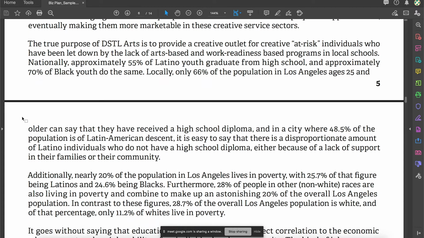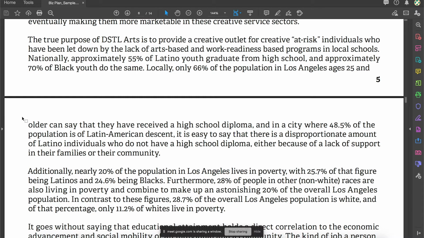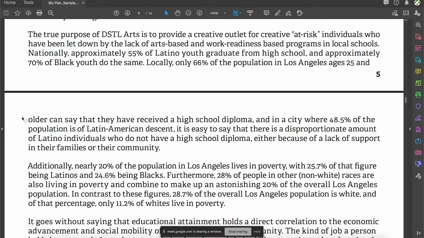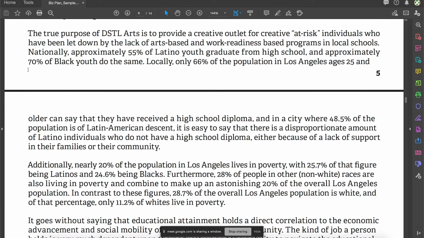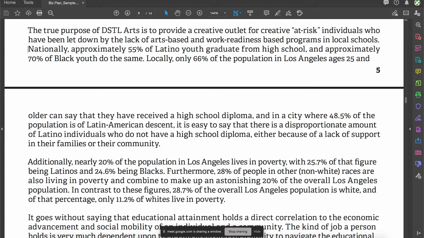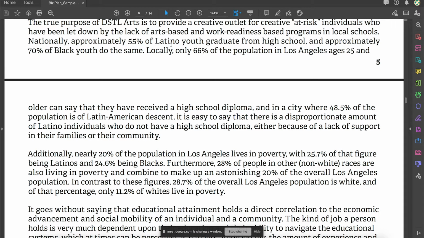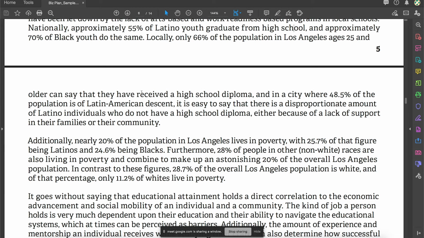Now, if you're going to go the slightly more nonprofit or social enterprise route, where you're doing work that is free or low cost for certain communities, this is also where you want to say that. This is where you want to show that you understand the population of LA. Here I used some national data. Approximately 55% of Latino youth graduate from high school across the country. Now here in LA, only 66% of the population ages 25 and older can say that they have a high school diploma.